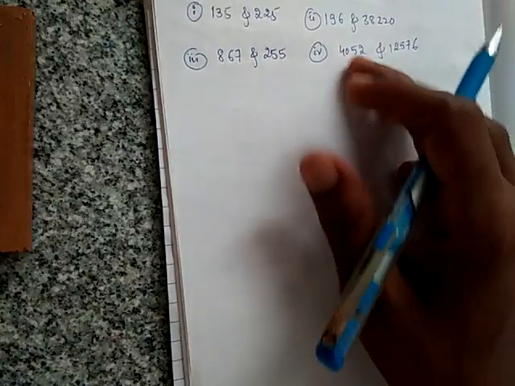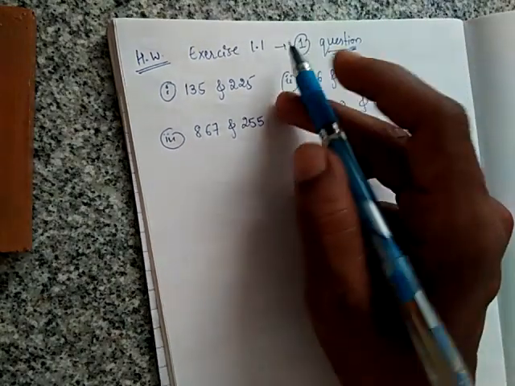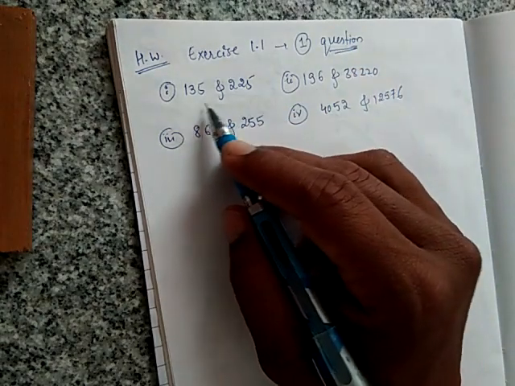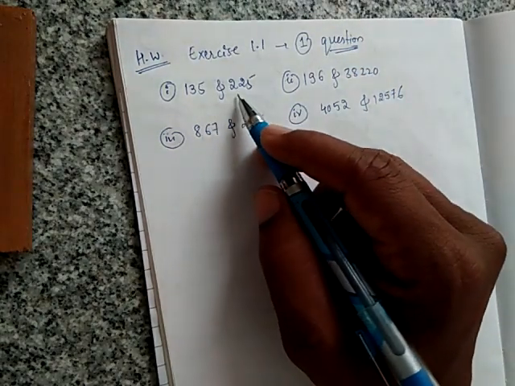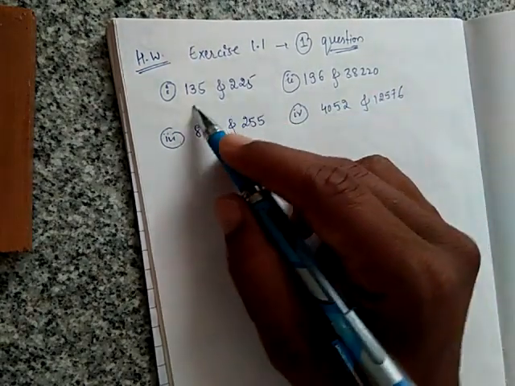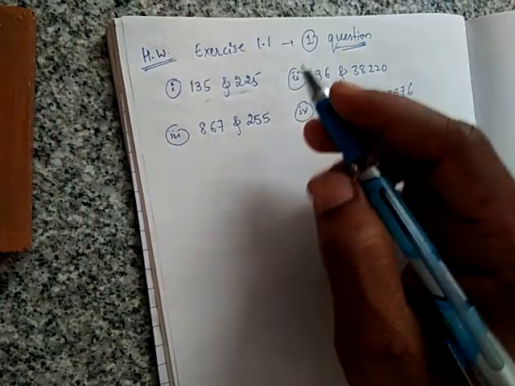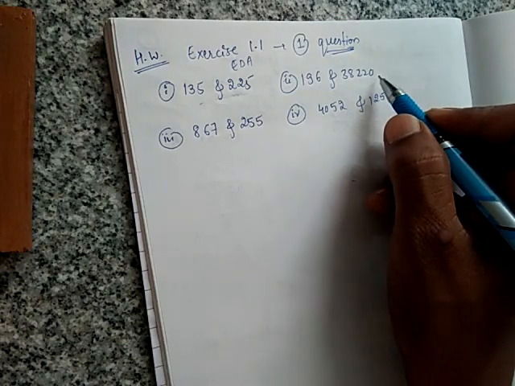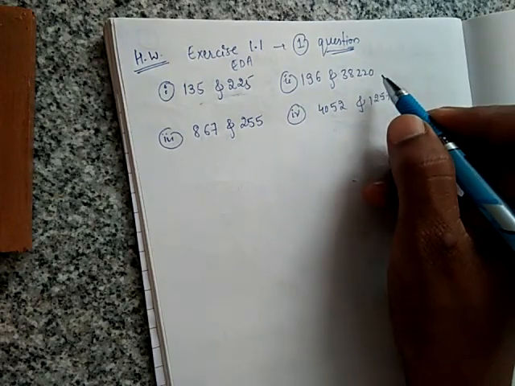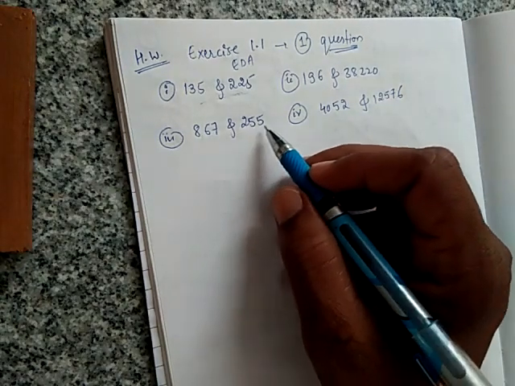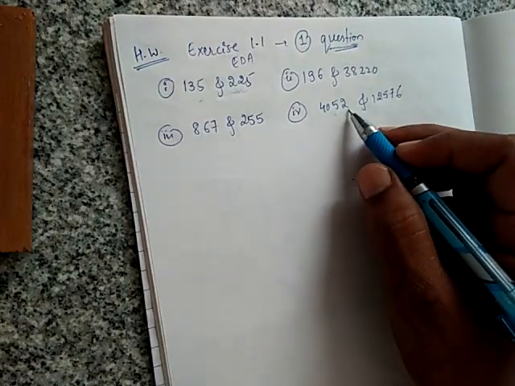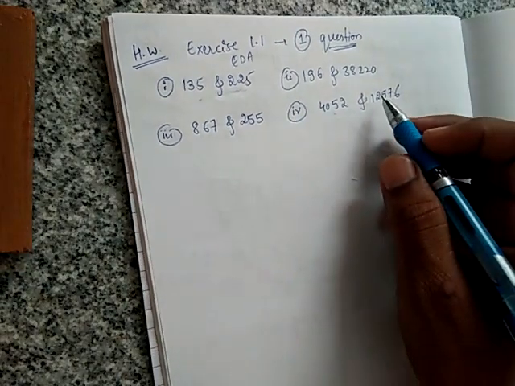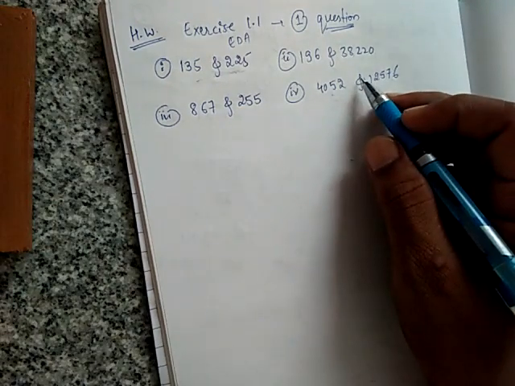Okay, so a few examples I will give you at the end. So you can see here in your Real Numbers chapter, Exercise 1.1. The first question, there are some questions like this: 135 and 225. You can find the HCF by using the Euclid division algorithm. Okay, so here 196 and 38,220, 867 and 255, and one more, 4,052 and 12,576. These are all homework. You can do this one, you can practice this one.